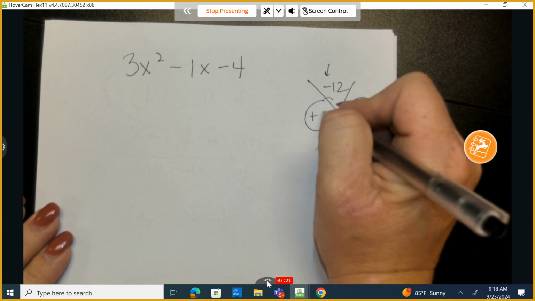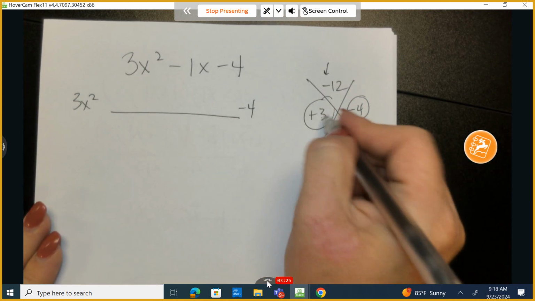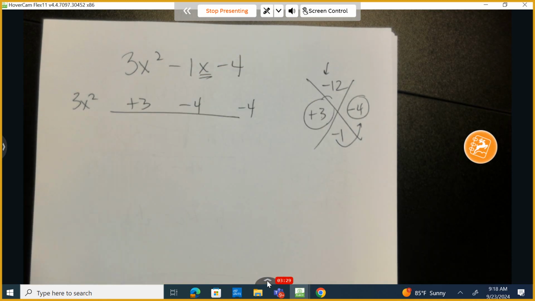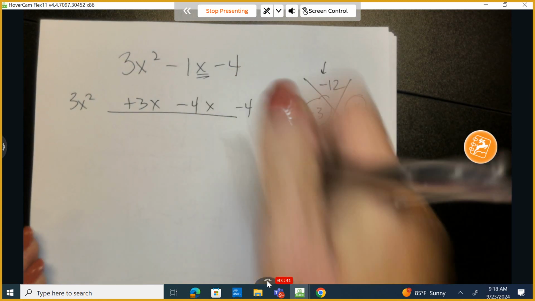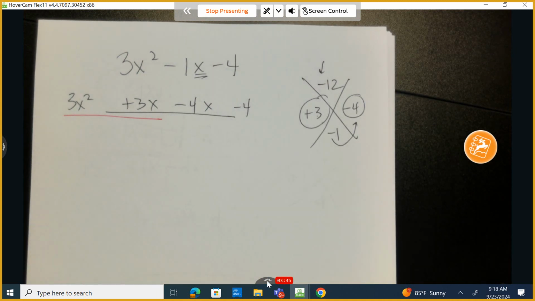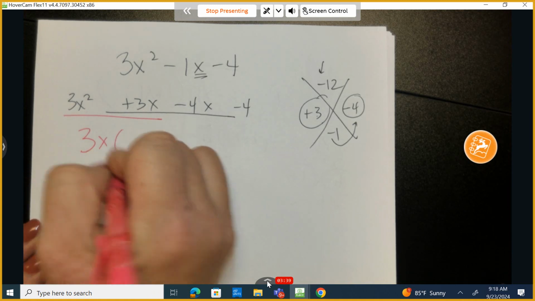Larger number is negative. So I come over, I write down the a, I write down the c, and now I drop these in. What goes behind them? It's going to be the variable of the b, so it's an x and it's an x. I'm underlining the first 2. What is the maximum that I can divide out? I can divide out a 3. I can also take out 1x.